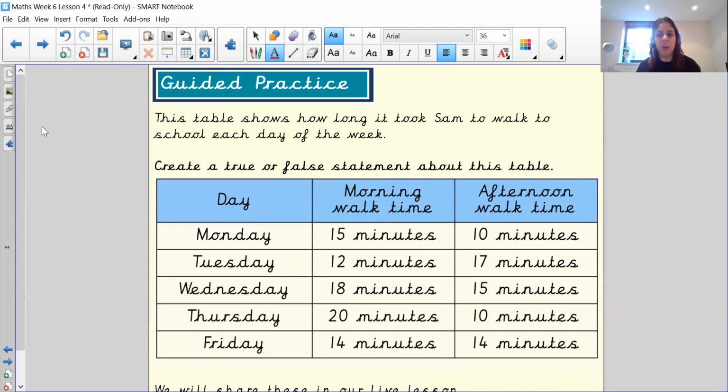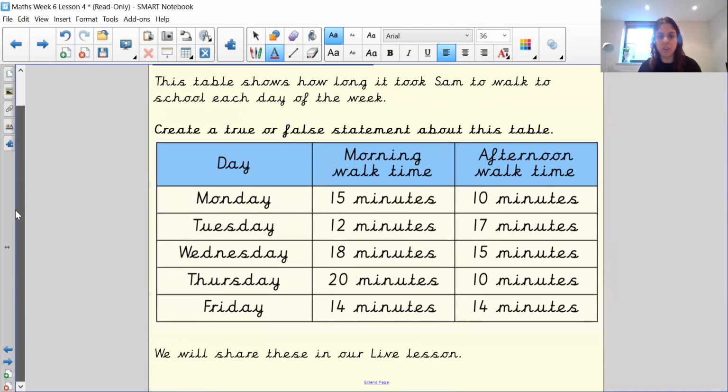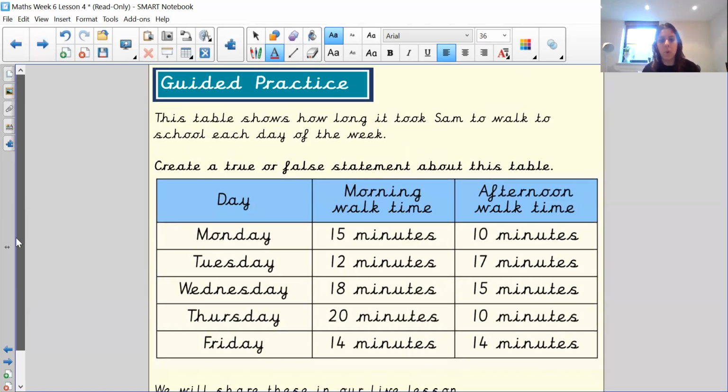This table shows how long it took Sam to walk to school each day of the week. Create a true or false statement about this table. So we can discuss these in a live lesson. We can discuss these when we come back after half term if we're able to, or you can just write them down and I can have a look at them when you put them on Tapestry. So a true or false statement about this table. So my statement might be that, so this is the walk time and the afternoon time of days of the week that it took Sam to walk to school.